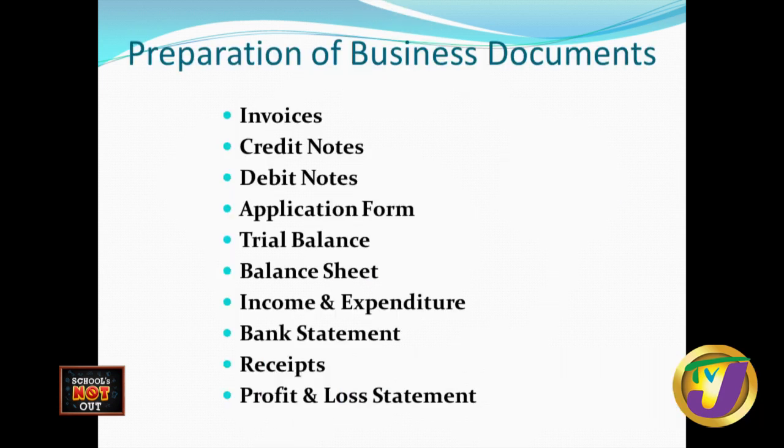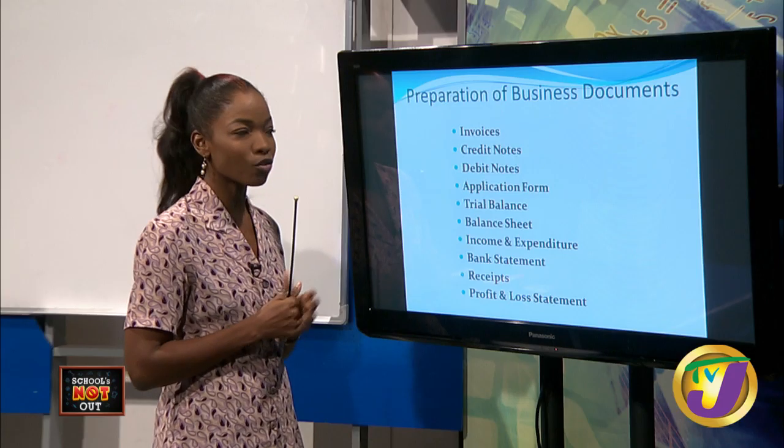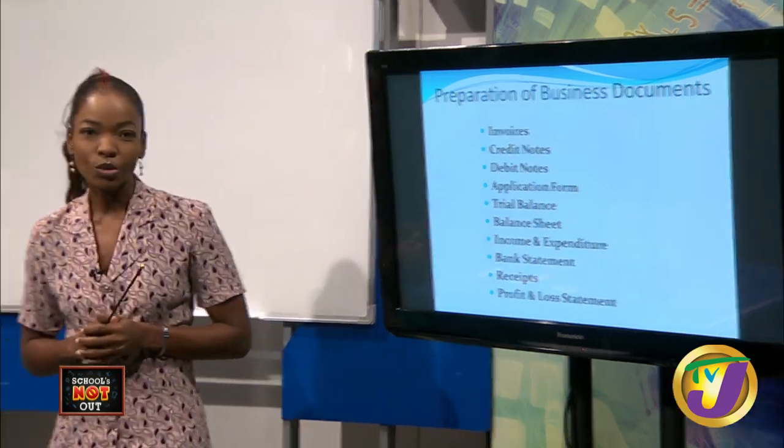Now, in preparing business documents using Excel, these are some of the documents that we will be preparing. Invoices, credit notes, debit notes, application form, trial balance, balance sheet, income and expenditure, bank statement, receipts, and profit and loss statement. Now, if you look at all of these, they will include some form of calculation except the application form. Now, students, we know that when some of you hear about calculation, you start getting jittery. Now, when you're using Excel, we have pre-designed functions for you to use, so you will not be actually calculating for yourself. The application will be doing it for you, so there's no need to worry.